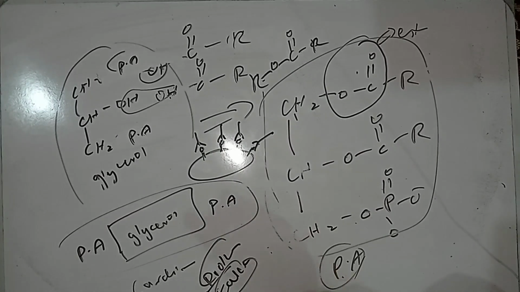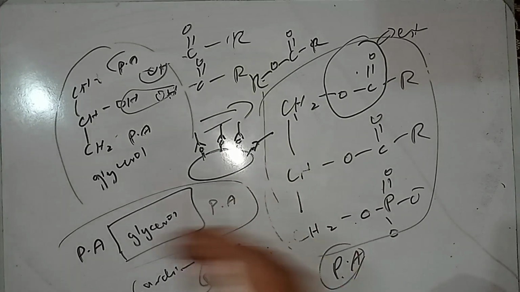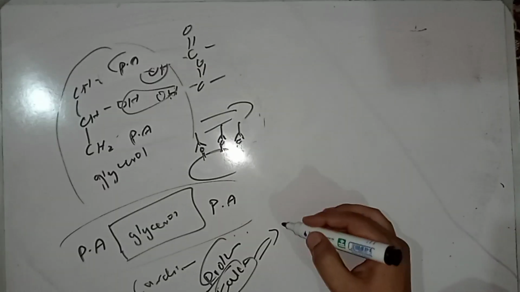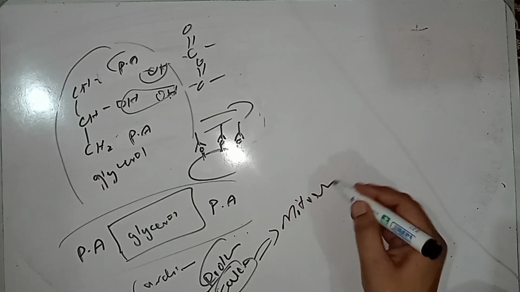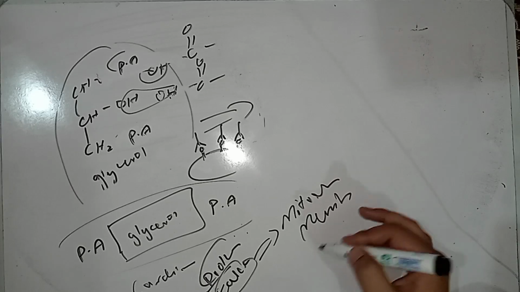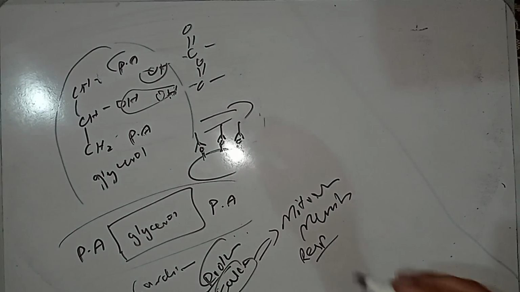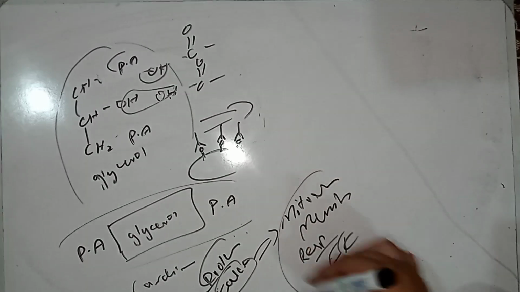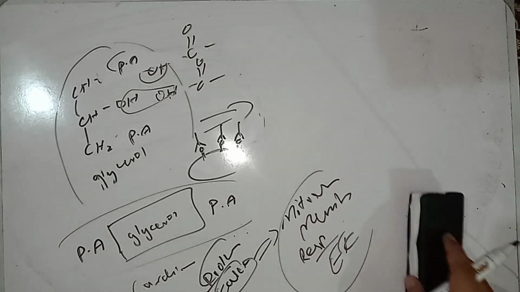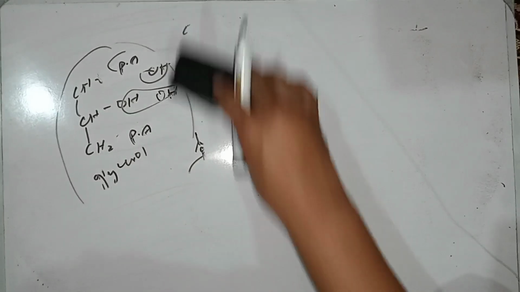However, in eukaryotes, it is found in the inner mitochondrial membrane. In eukaryotes, it is found in the mitochondrial membranes, and in mitochondrial membranes it maintains the respiratory complexes, which are cytochromes involved in the electron transport chain. So in the mitochondrial membrane it maintains respiratory complexes. This is the role of cardiolipin.